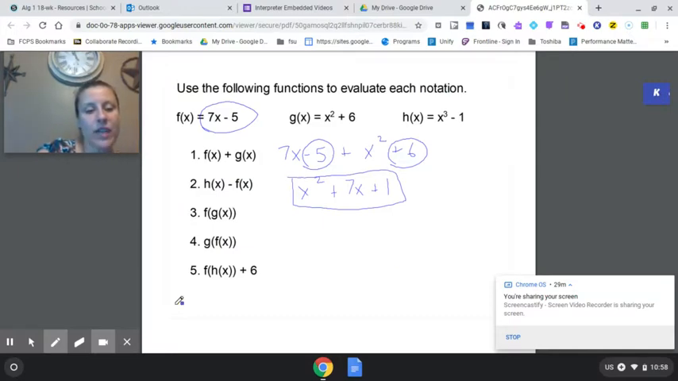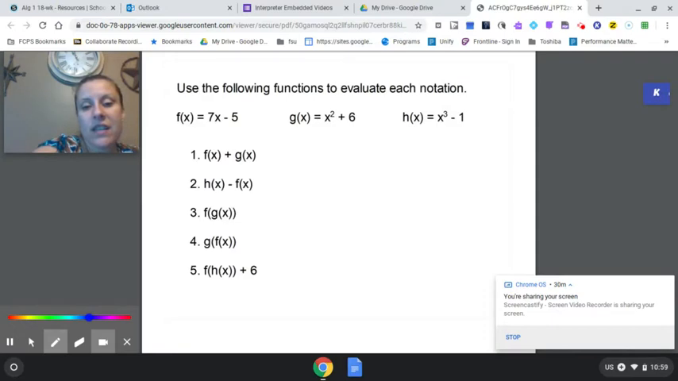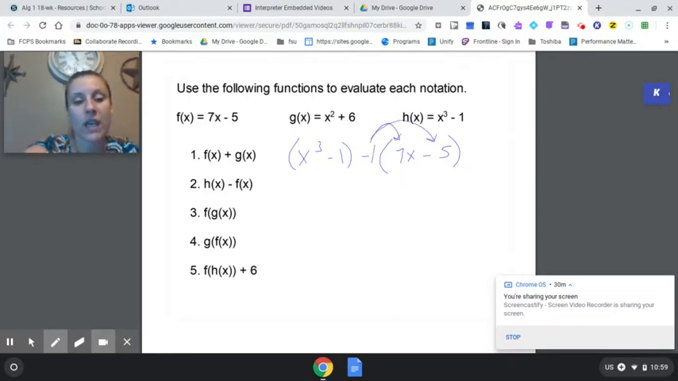Taking a look at number 2, it's asking me to take h of x and subtract off f of x. Now we do need to be careful with signs here. H of x is x cubed minus 1, and we're subtracting off f of x, 7x minus 5. To get rid of those parentheses, you can almost think about that as distributing the negative sign, or distributing a -1.